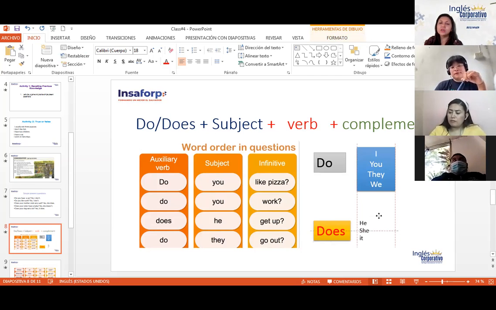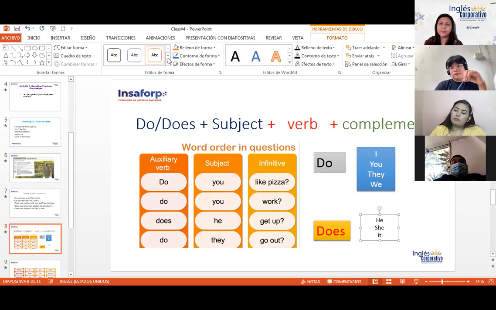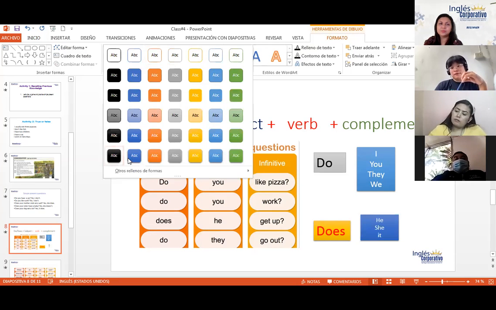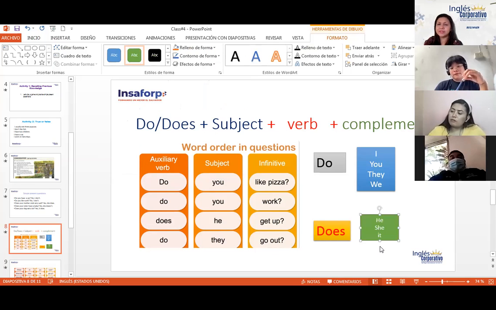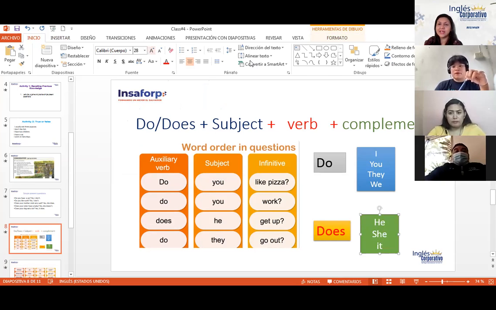Estos son pronombres, pero usted lo puede sustituir por el nombre. Por ejemplo, yo puedo decir Juan, ¿verdad? Does Juan live in Cojutepeque? Does Juan live in Cojute?